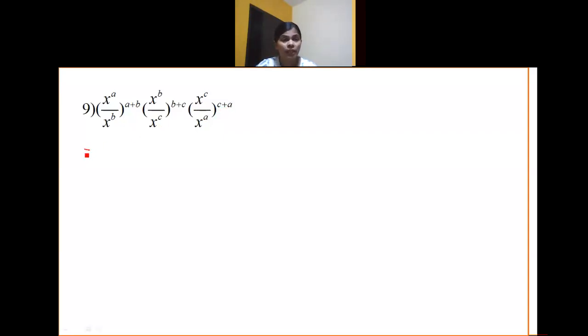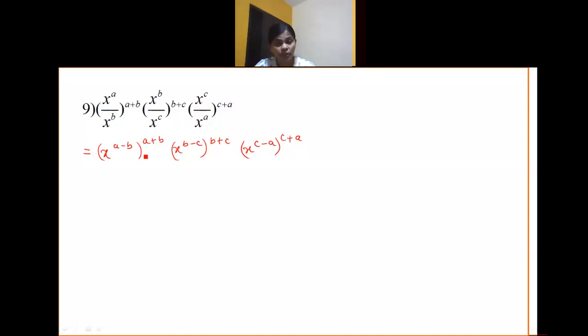Now the first step I can do is simplify the innermost terms. What I can observe in the innermost term is the same base, so I write x only once, and it is division, so it will be a minus b. The outer power a plus b stays as it is. Next term: x to the power b minus c, with the outer power b plus c as it is. For the next term, x to the power c minus a, the outer power c plus a stays as it is.